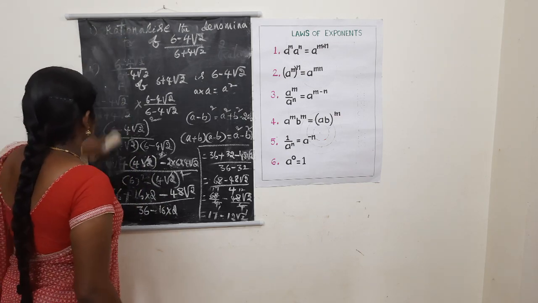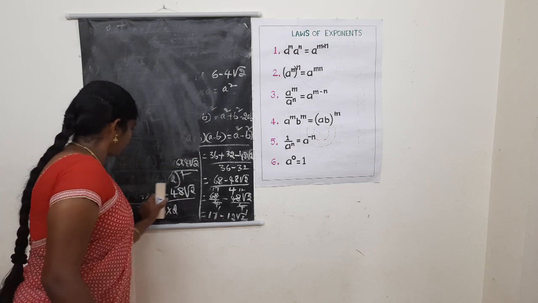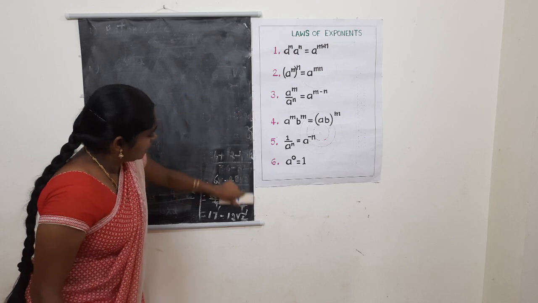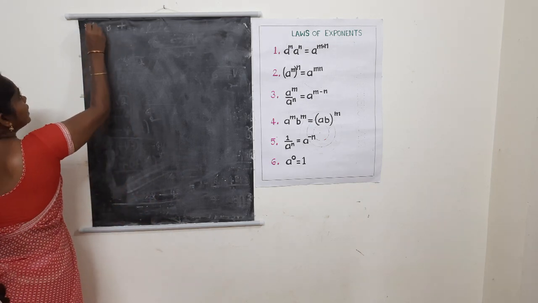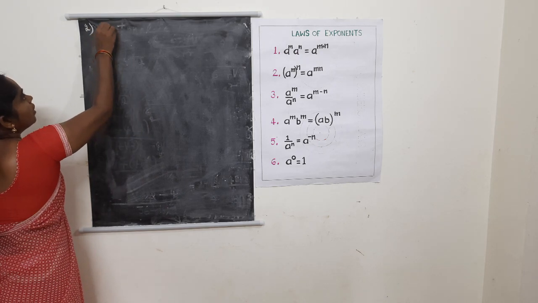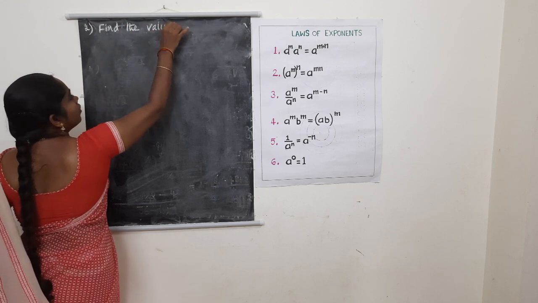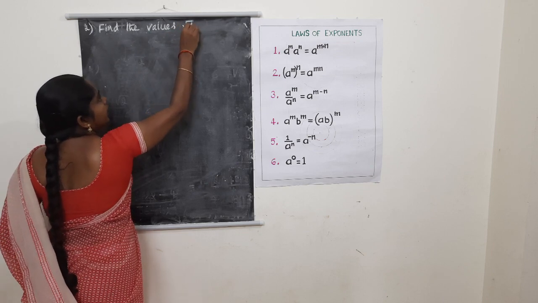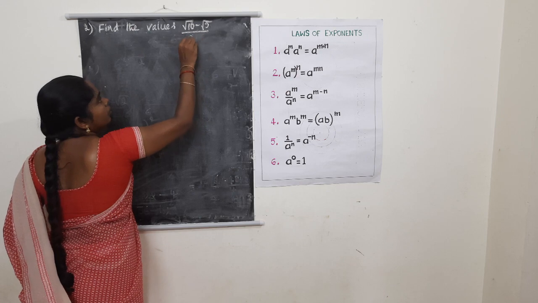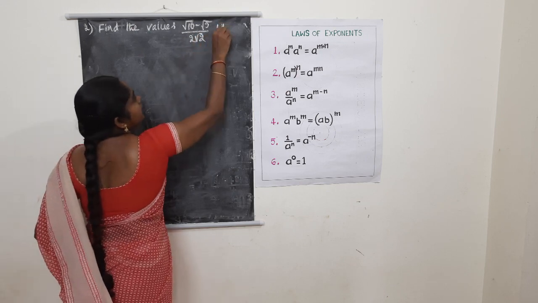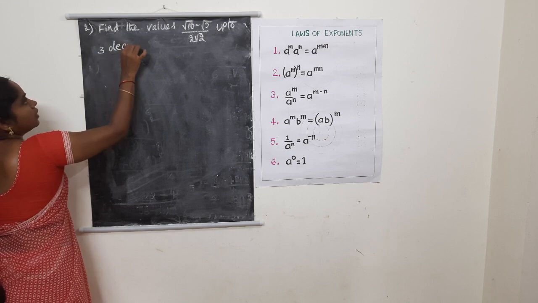So the next problem, the second problem: find the value of root 10 minus root 5 by 2 root 2 up to 3 decimals.